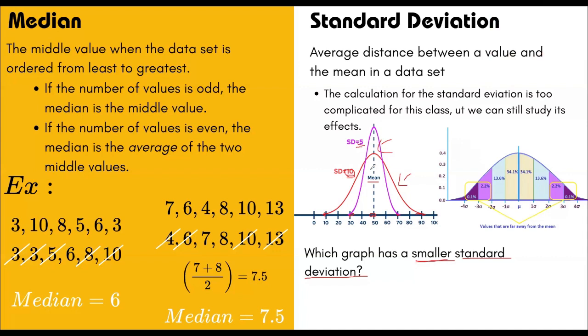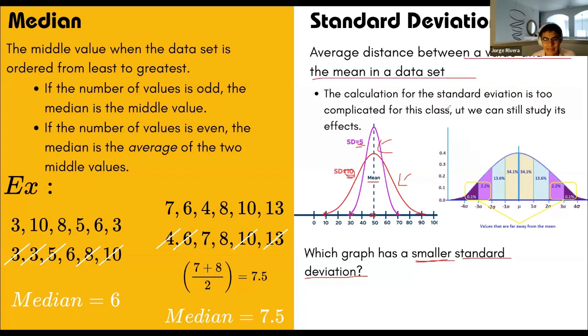Let me check the mean. Is it because the mean of the purple? No, wait, they have the same mean. So it's the average distance between a value and the mean in the data set. The space under the graph is values, right? So if we take all the space, those are values. But that just means that these values are closer to the mean. That's why it has a smaller standard deviation.